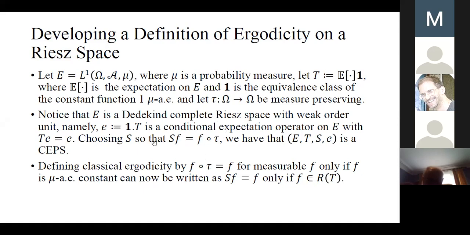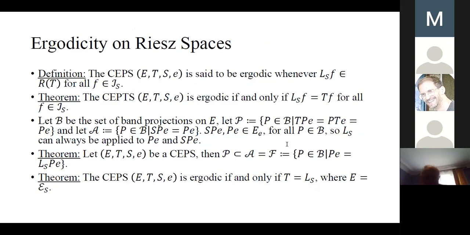But when we look at this, and we remember there is a definition of ergodicity that the system is ergodic whenever F composed with tau is equal to F for measurable F, only if F is constant almost everywhere. We can rewrite this condition as SF is equal to F only if F is in the range of T, the conditional expectation operator. So this then allows us to define ergodicity on a Riesz space.